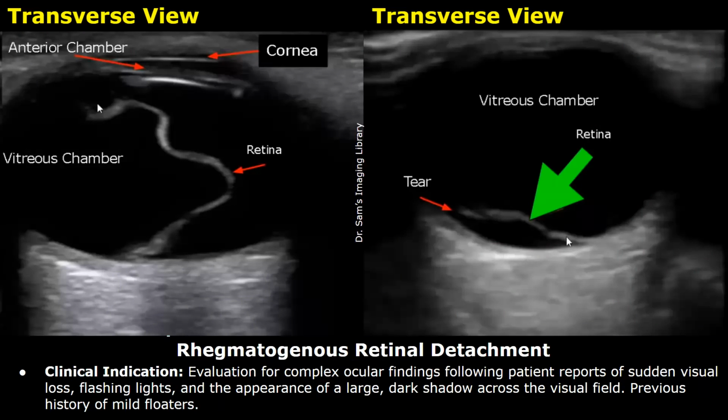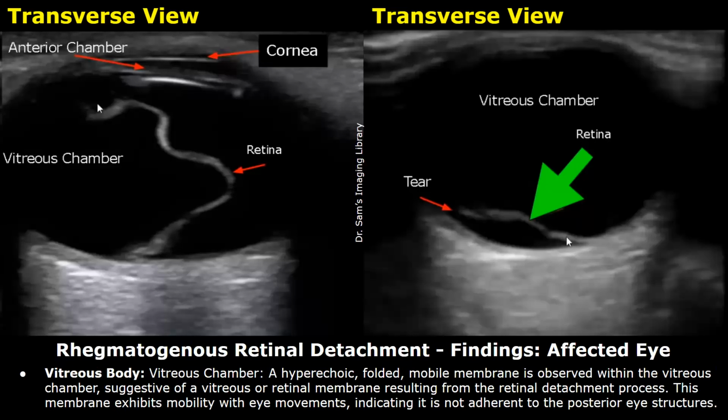This is a report regarding Rhegmatogenous retinal detachment, in which there is a tear in the retina. Clinical indication: evaluation for complex ocular findings following patient reports of sudden visual loss, flashing lights, and the appearance of a large, dark shadow across the visual field. Previous history of mild floaters.